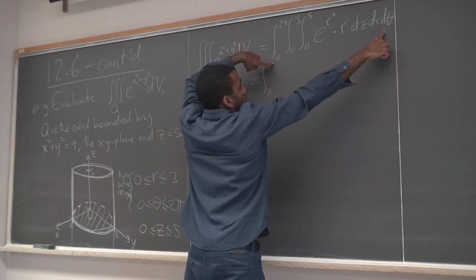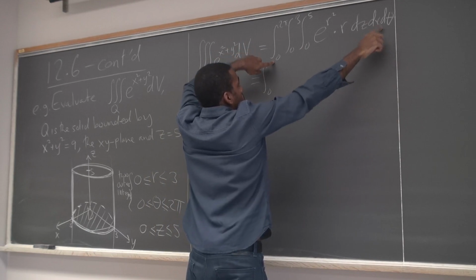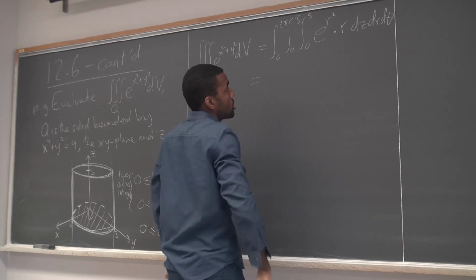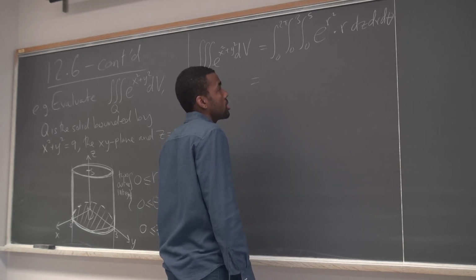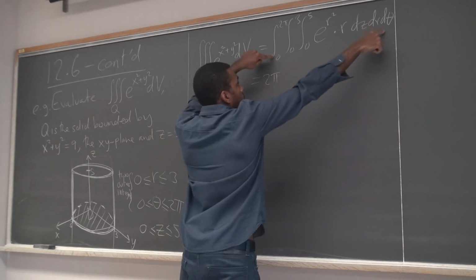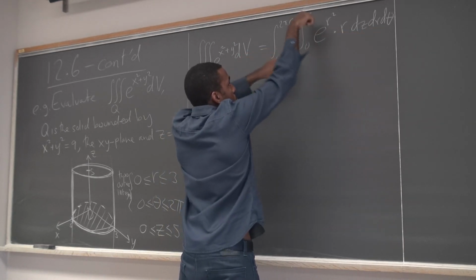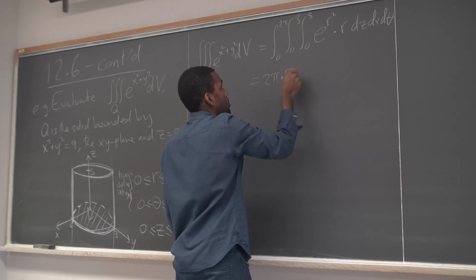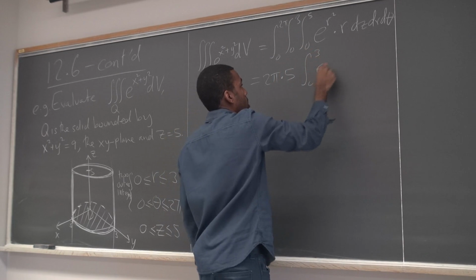There's no theta in what I'm doing here. There's also no z, so how's that going to change things? You just make it 10 pi on the outside. There's going to be a 2 pi from the theta, and from the z there's going to be a 5, right? And we're left with this guy.